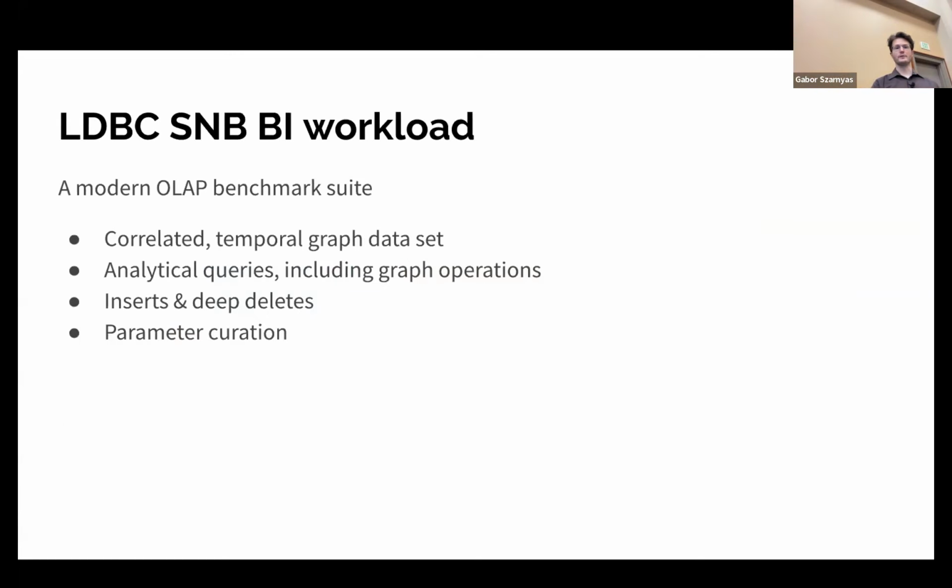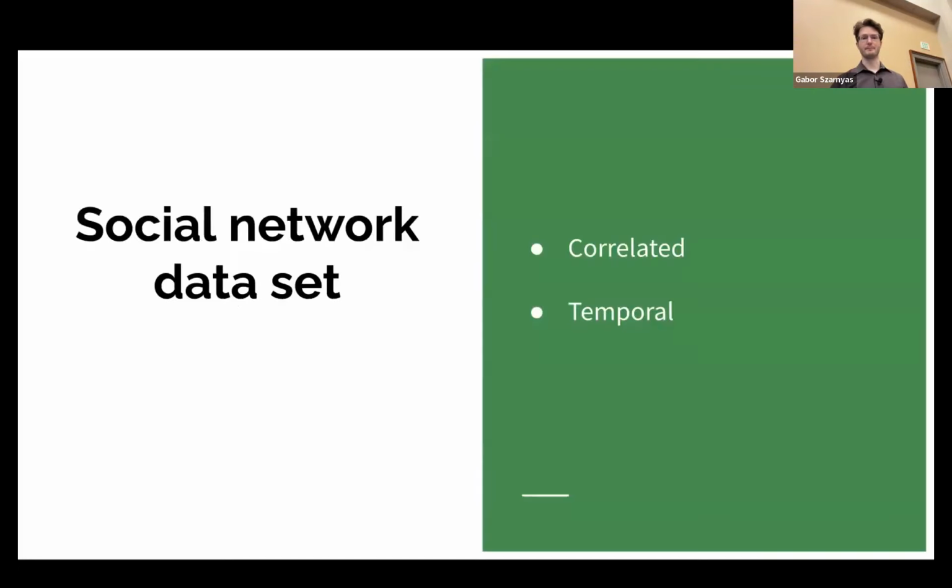In short, the S&B BI workload is a modern all-up benchmark suite, primarily targeting database systems, but also data analytical systems. It works on a correlated temporal graph dataset. It has analytical queries, which also include graph operations like pathfinding. It has refresh operations in the form of inserts and deep deletes. And it has a unique parameter curation technique to ensure stable and predictable query runtimes.